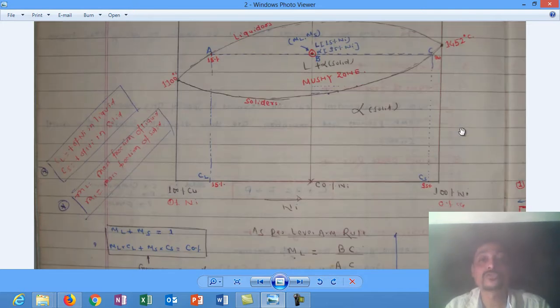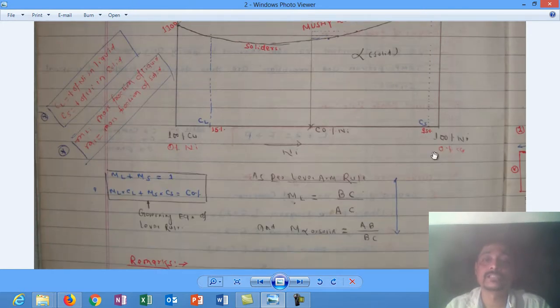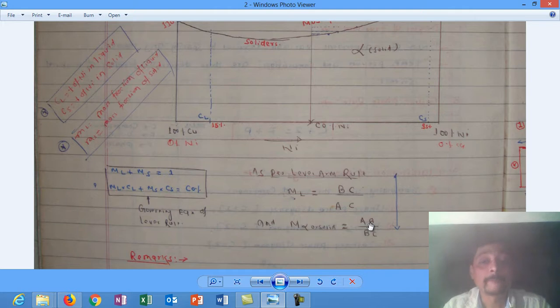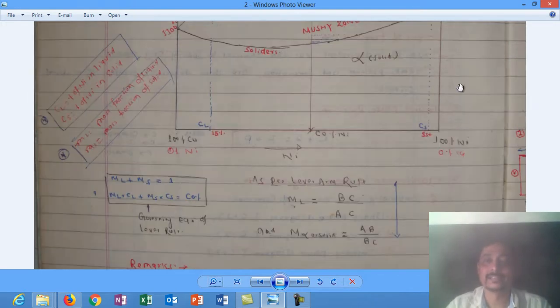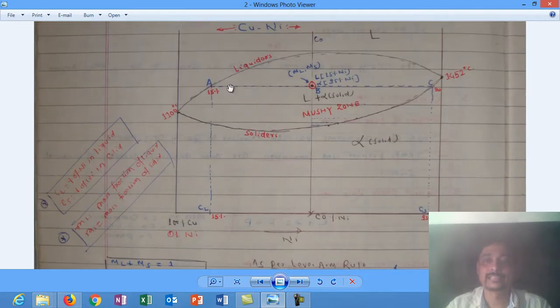Similarly, for the mass fraction of solid, this is the solidus, so we have to take the length of the opposite section. This is AB. Okay, AB by AC. This is the mass fraction of solid. So this is a very important equation. This equation is known as the lever arm rule. This is just like a lever arm. You know what a lever arm is? This is the arm. Okay. This is the arm. And this one is the lever.